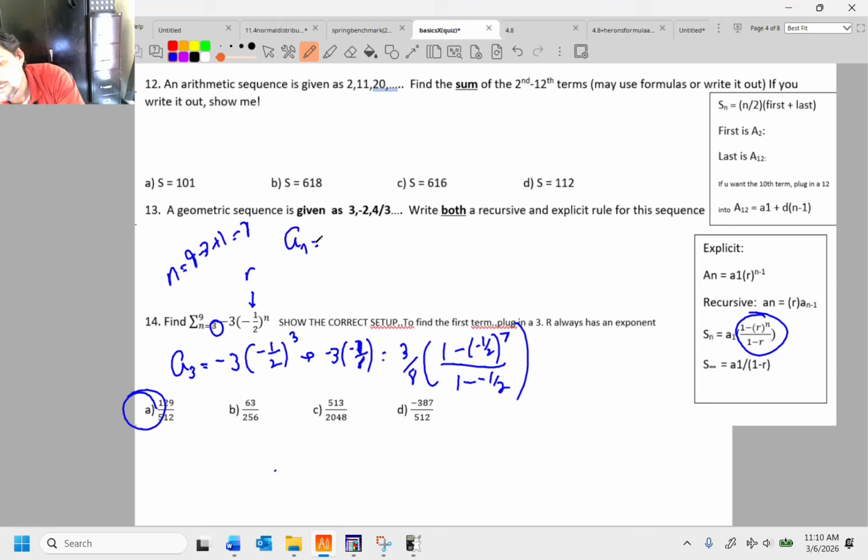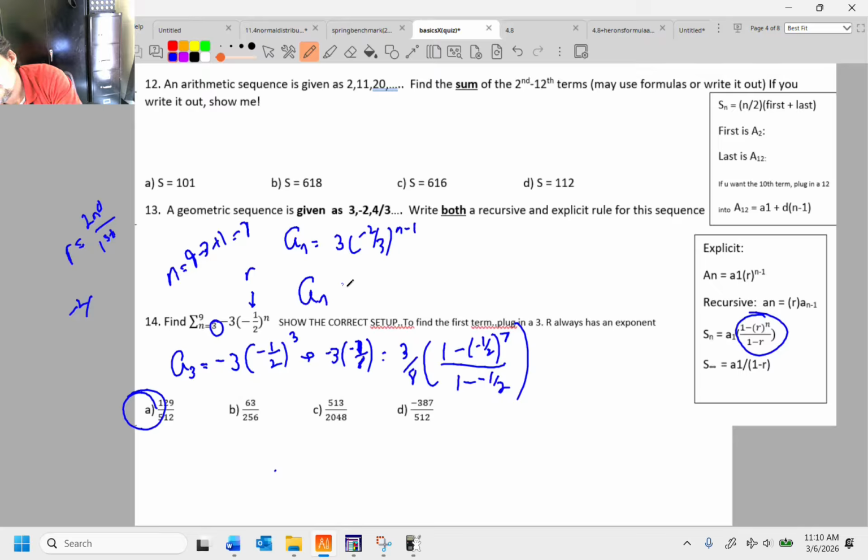The explicit rule is the first term of 3 times the ratio, which is always the second dude over the first dude. So that's going to be a -2/3. I don't know why I wrote plus, not plus, it's times. I was thinking about arithmetic, apparently. A -2/3 to the n minus 1.